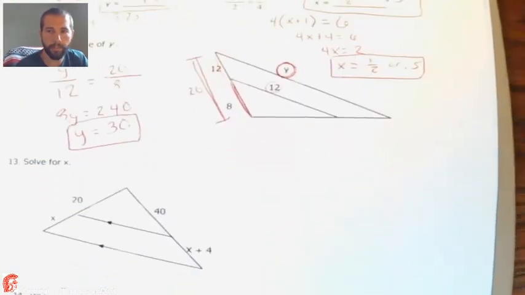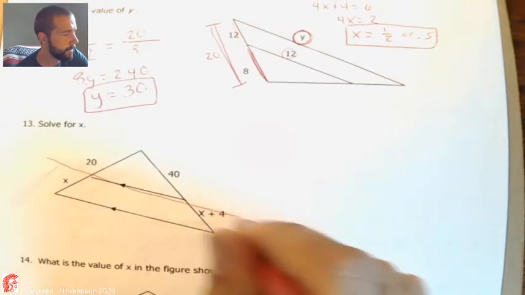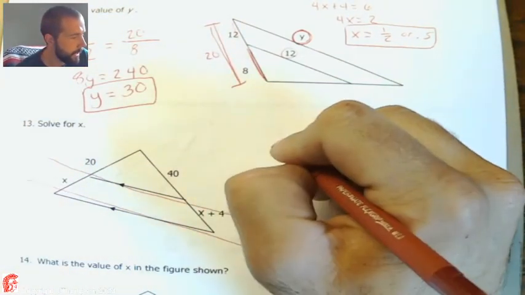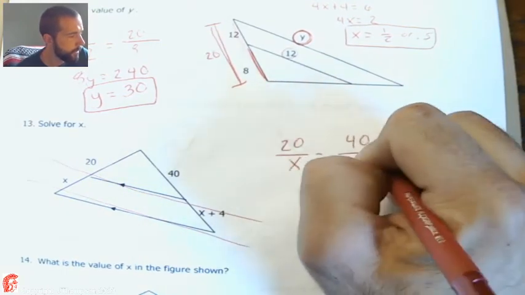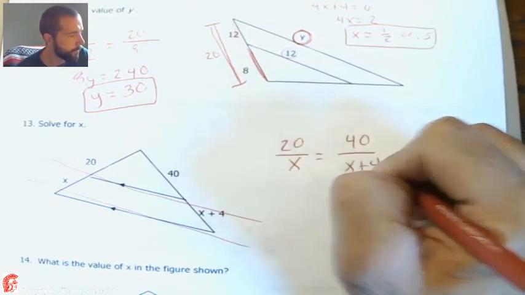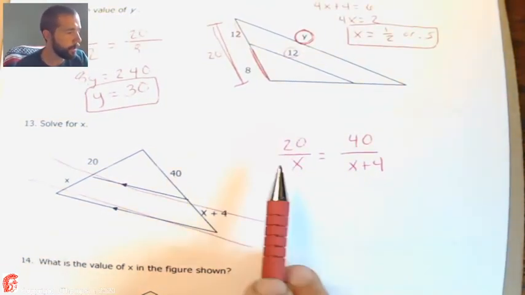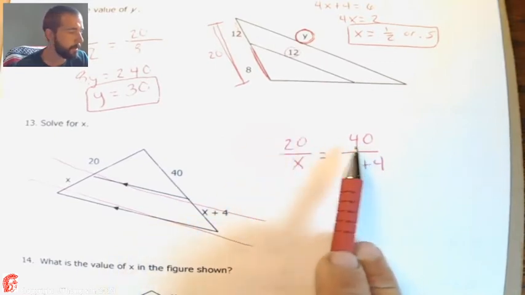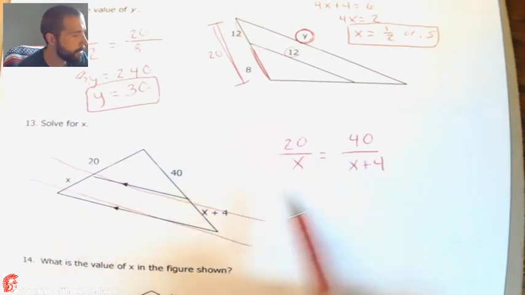Okay, number 13. We have these parallel sides, so we can use our triangle proportionality theorem. That would be 20 over x equals 40 over x plus 4. Cross multiply, or we can reduce 20 over 40. That reduces to 1 over 2, which would be so much nicer to use, 1 and 2 instead. But if you want to just use the big numbers, go ahead.